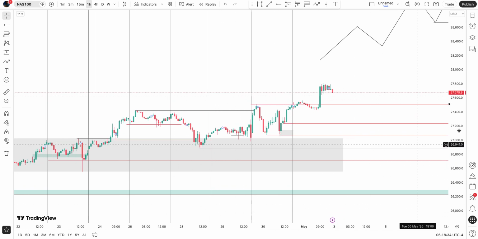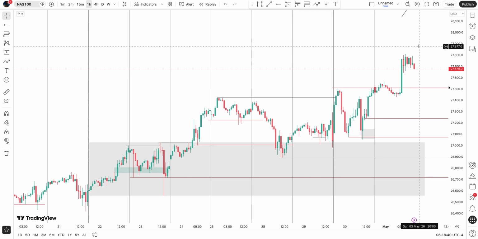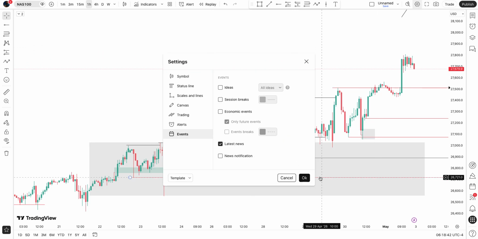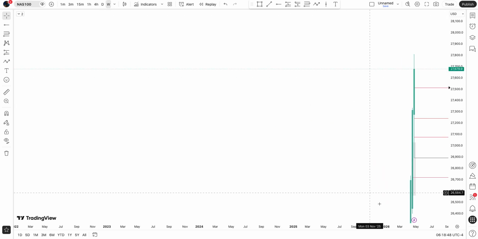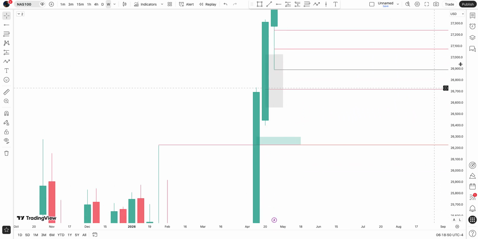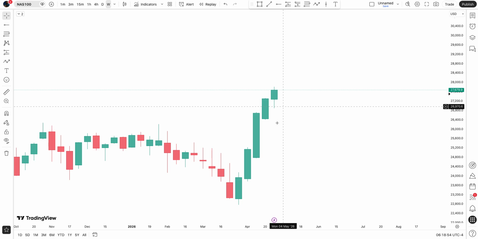Here we are clearly bullish. Let me turn this off. Price has been clearly bullish for a long time now. So let's go on higher time frame. Let me also show you. Look at the high time frame here. I'm just going to delete all this stuff.